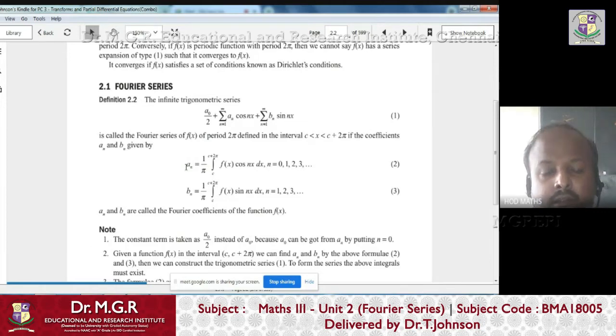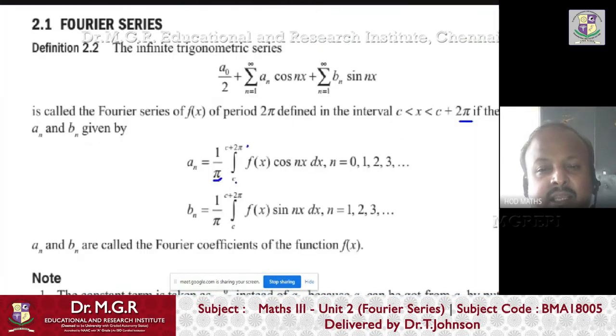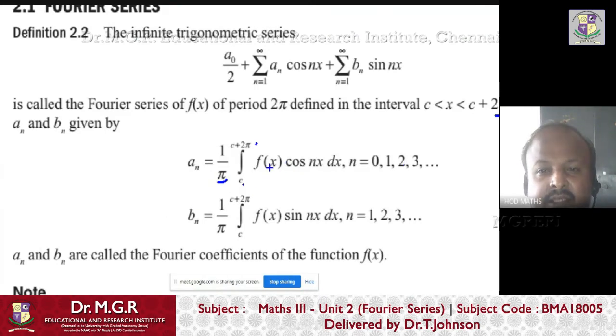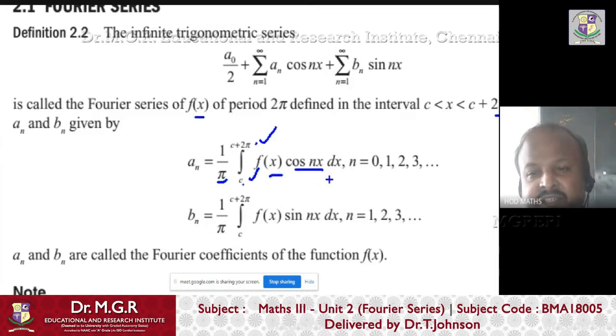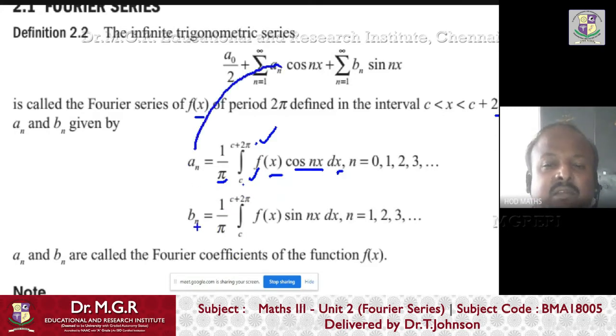Now we will see the definition of the Fourier series. For finding an, it is 1 by pi, where 2 pi is the total length and pi is half of the length. C to C plus 2 pi is the place where the function is defined, and f of x is the function given, times cos nx dx. If you evaluate this, you get an in general, something like 1 by n square or 1 by n cube. Then you have to substitute that here. Similarly, you have to find bn.